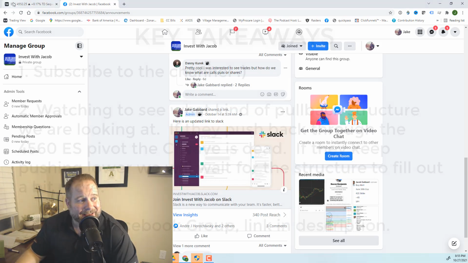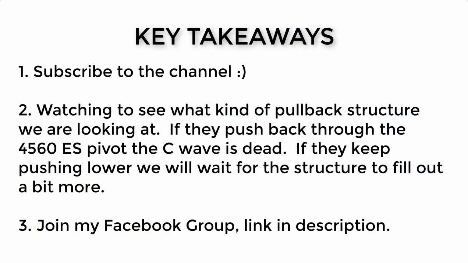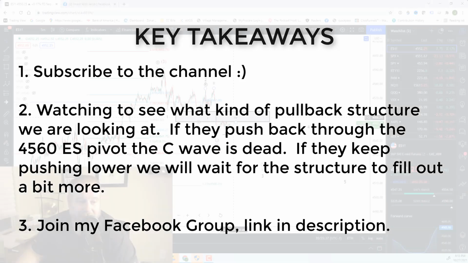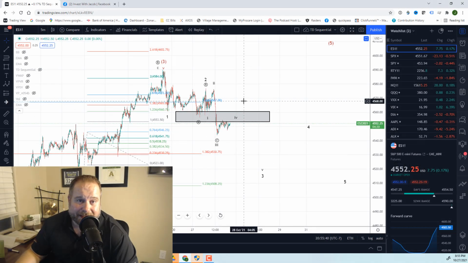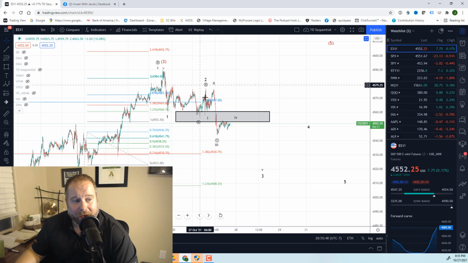Okay, guys, key takeaways for today. We are watching to see how they play from here at the 45.51 level. If they push it up through the pivot, back up over 45.60, then it's very likely the B wave has started and the C wave is dead, and we are looking at an ABC type correction. If they hold it under the pivot and continue to push it lower, the C wave remains an option, but we will have to see how the structure fills out from there because we would still need a 4 up and a 5 down.